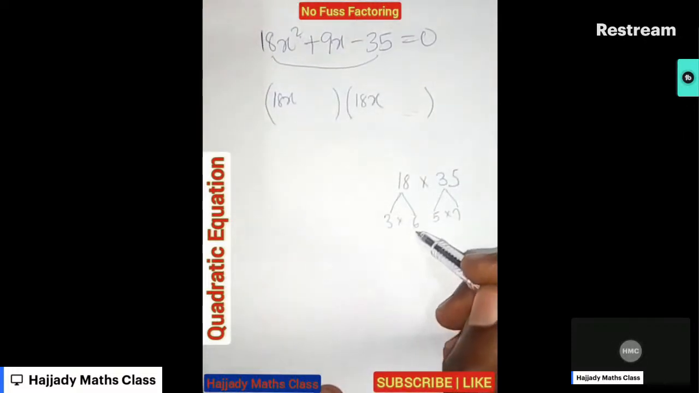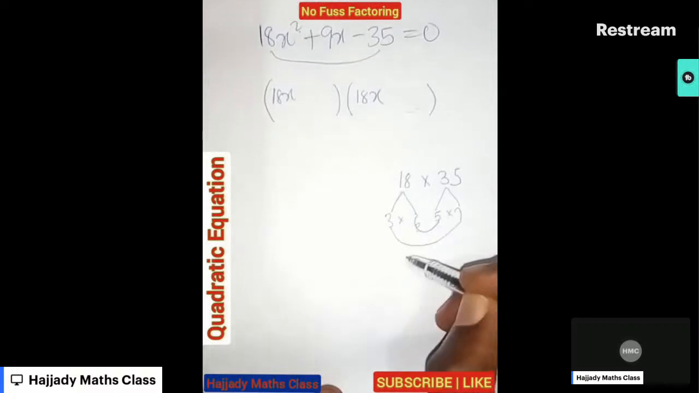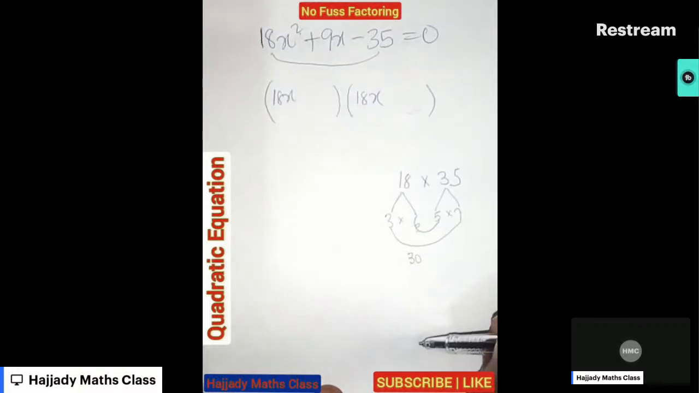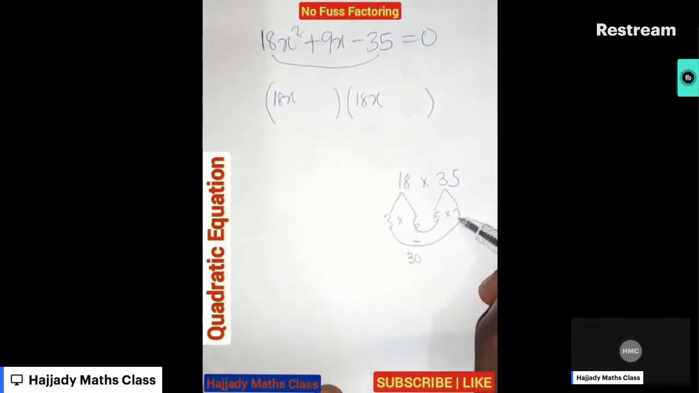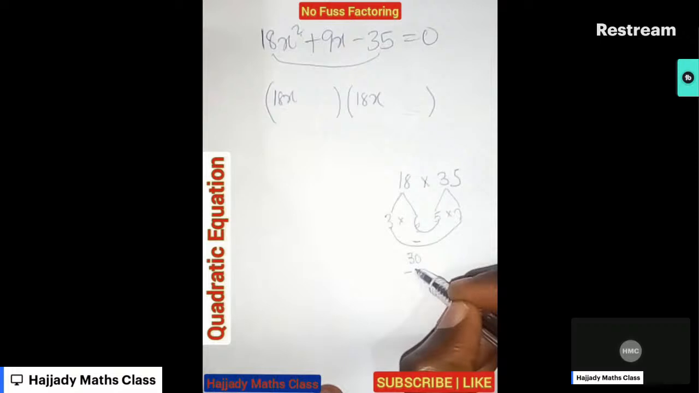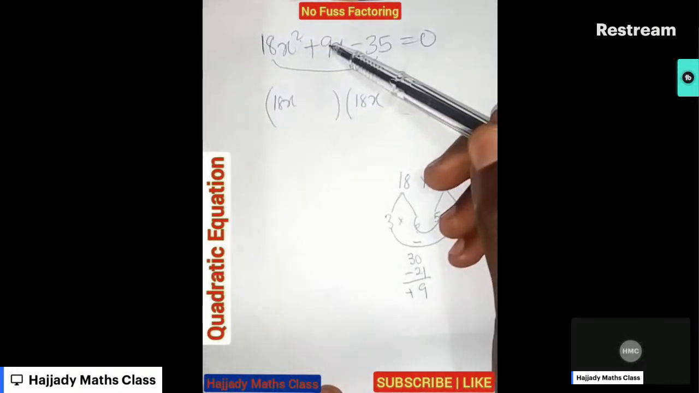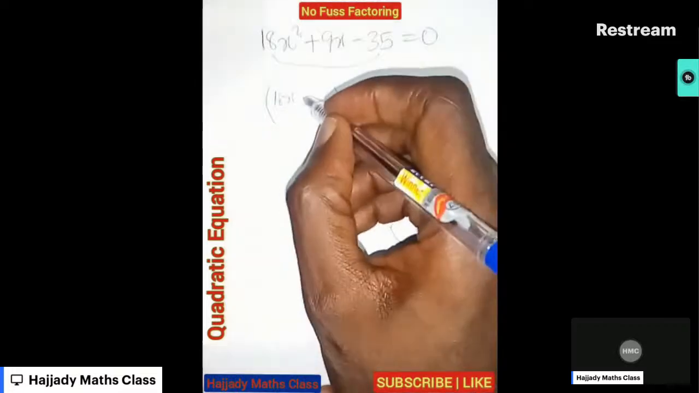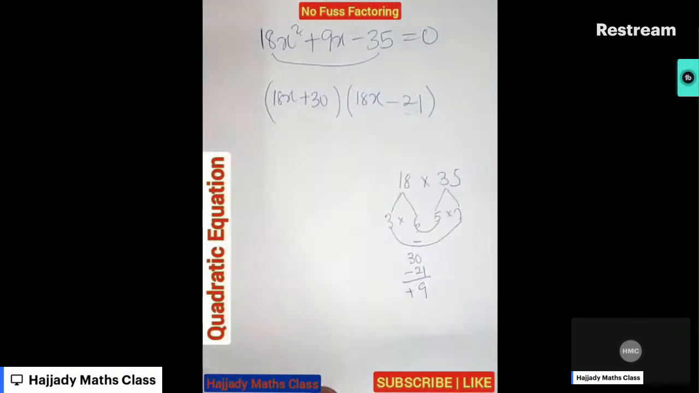Now, let's pick these two together. Multiply this, multiply this. 6 multiplied by 5 gives 30. We subtract it from the multiple of this: 3 multiplied by 7 is minus 21. And 30 minus 21 gives plus 9. So in this case, we have plus 30 minus 21.